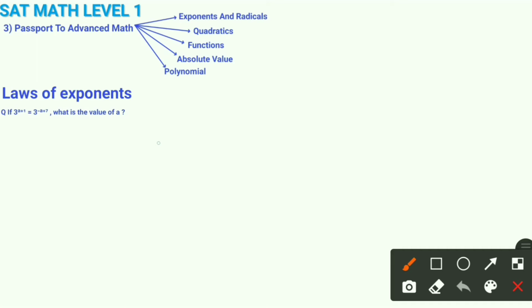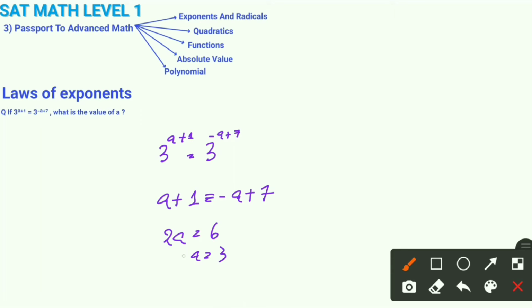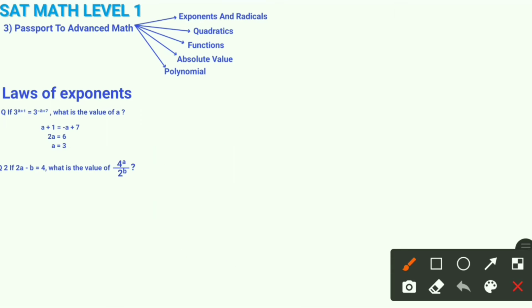Okay. If 3 to the power a plus 1 is equal to 3 to the power minus a plus 7, what is the value of a? Since the bases are the same, we can write it down like this: a plus 1 equals minus a plus 7, so 2a equals 6, so a is equal to 3. The value of a is 3. Answer.